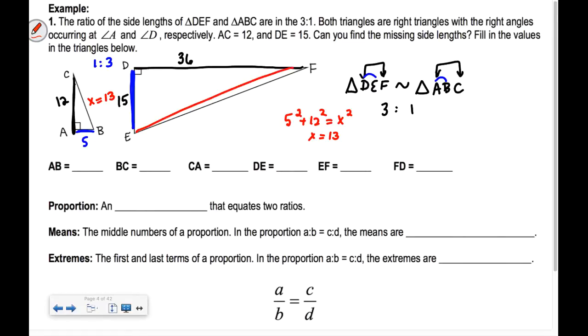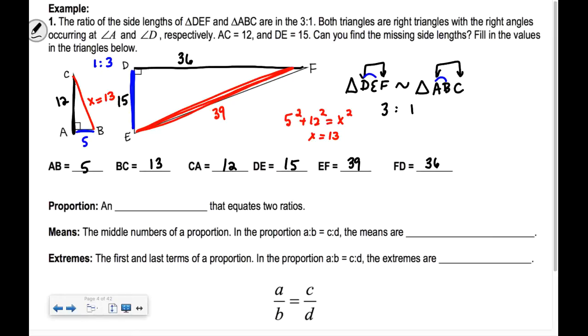So then what is EF? 39, yeah. Makes sense? So we have all the different measurements. AB was 5, BC was 13, CA was 12, DE was 15, EF was 39, and FD was 36. So we have all of them.